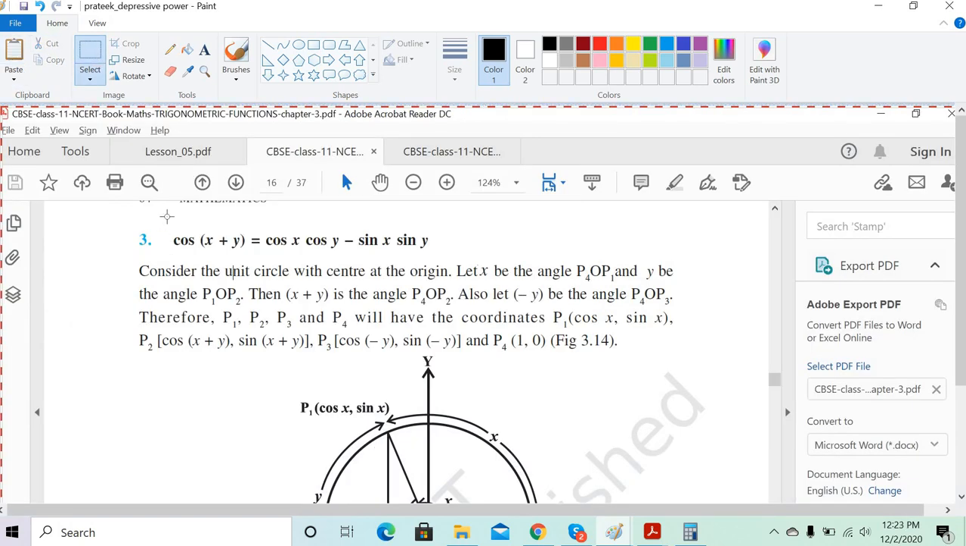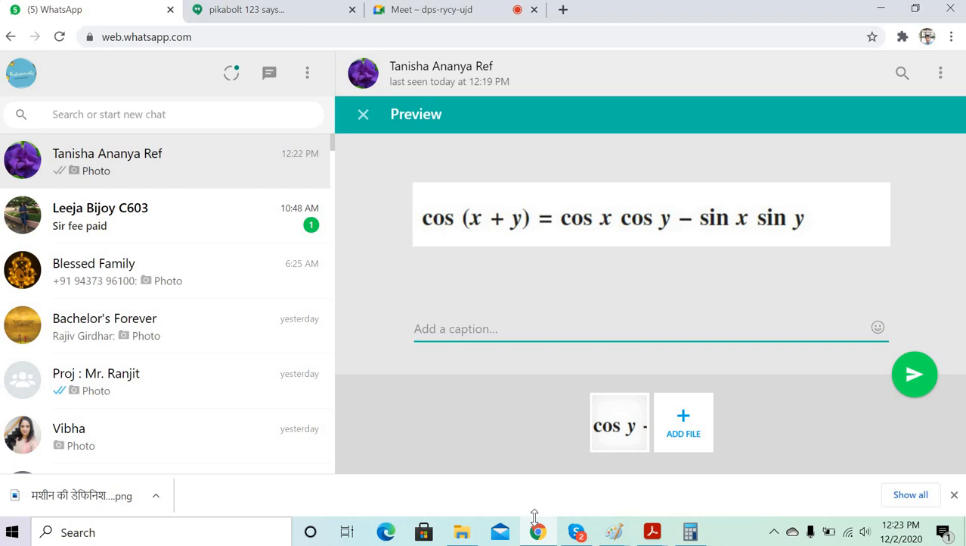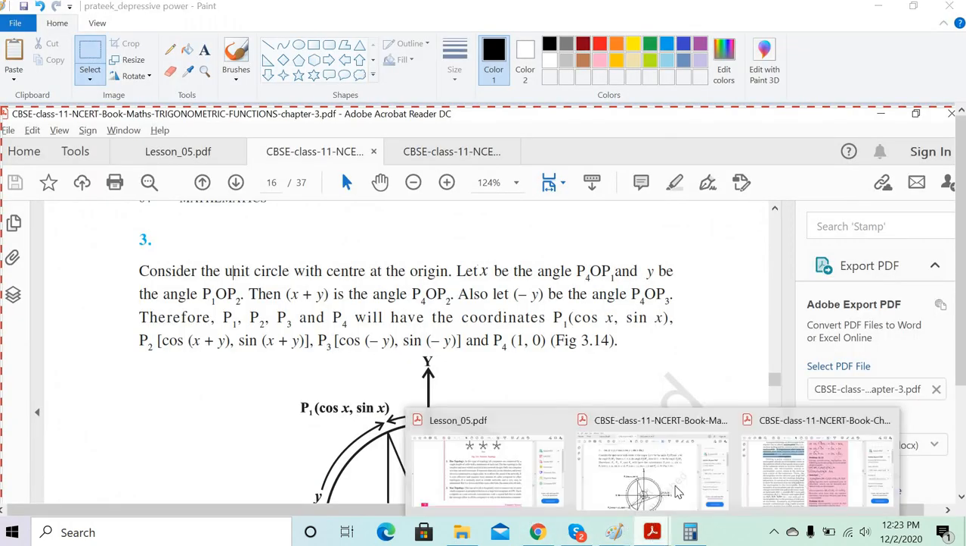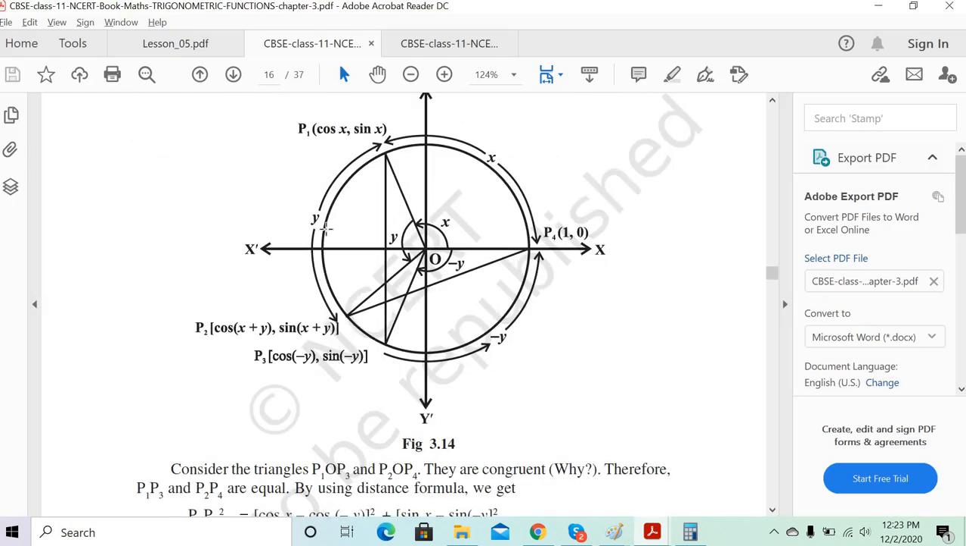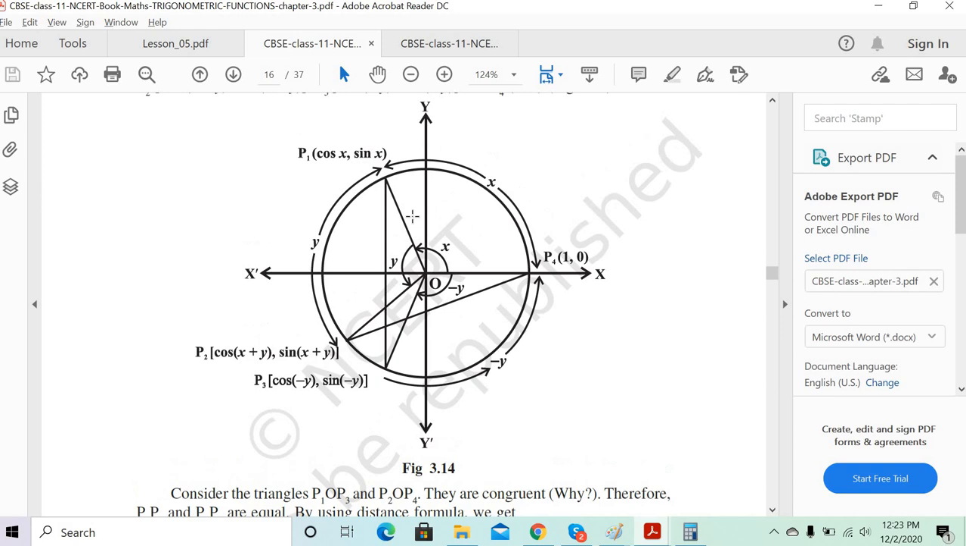Now our goal is to prove cos(x plus y) is equal to cos x cos y minus sin x sin y. Okay, this is our goal. So quickly draw this figure now. Figure 3.14, draw it carefully, the unit circle. Then we'll try to understand from here. Is it okay? Yes, sir.